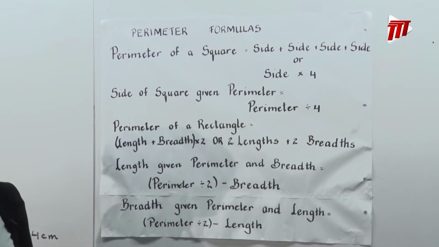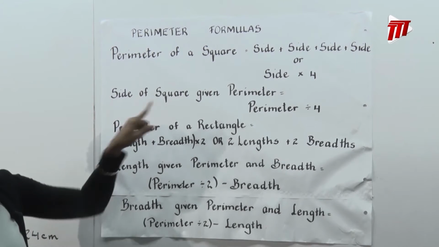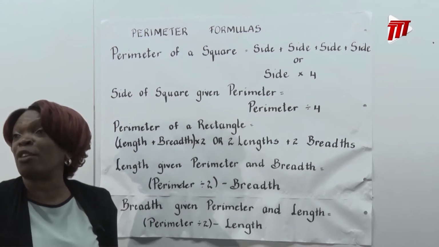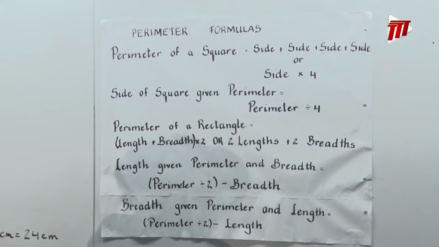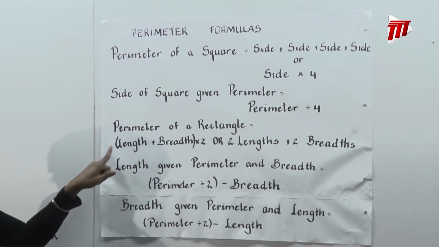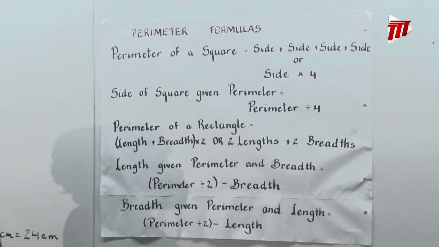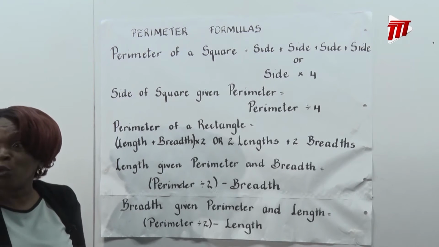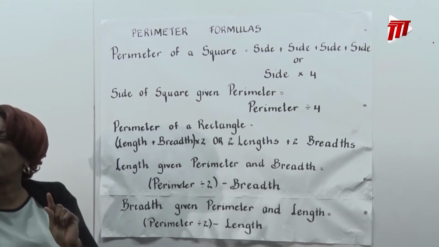Side add side add side add side, or side multiplied by 4. Side of a square given perimeter. Remember the reverse: perimeter divided by 4. Let's go on to the rectangle now. Perimeter of a rectangle: length add breadth multiplied by 2, or 2 lengths add 2 breadths. Remember? And we just did the last one there.